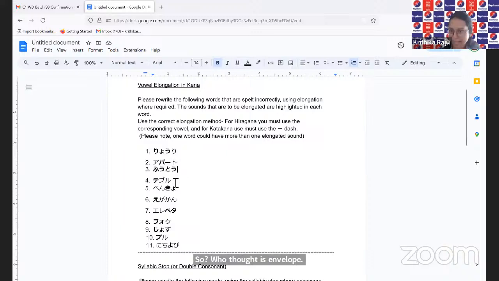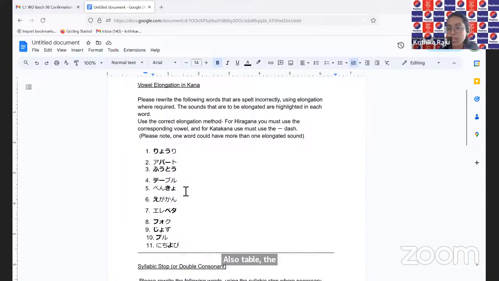The next word is a katakana word. So elongation is simple. What do you do? Add a dash after the first highlighted kana, which is te. So together it is teburu. Teburu is table. There's also another word for table, which is an original Japanese word. In hiragana, you write it with tsukue, but we'll come to that later, maybe not now. Teburu is also table.